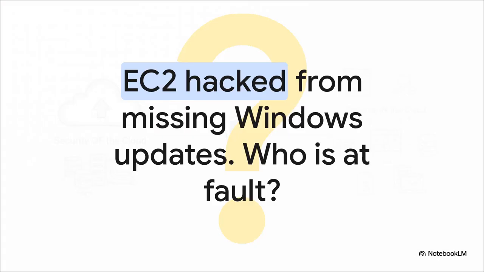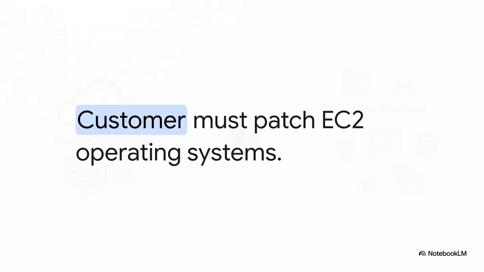Okay, let's try another one. Scenario 2. An EC2 instance gets hacked because Windows updates were never installed. Who is responsible? Yep, that's entirely on the customer, like we just talked about. EC2 is infrastructure as a service. You own the operating system. If you skip the patches, you're just leaving your hotel room door wide open.